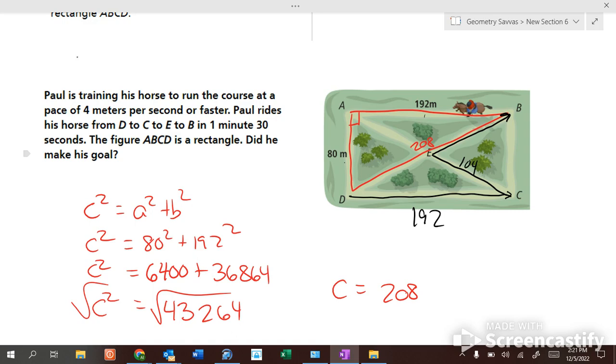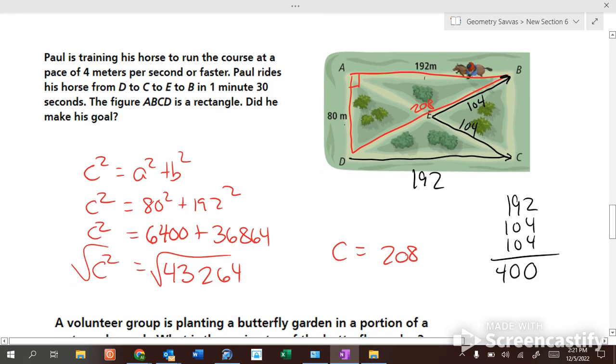104. And how about EB? 104. So take 192 plus 104 plus 104 on your calculator. Add them up. What do we get? 400. He went 400 meters in how many seconds?